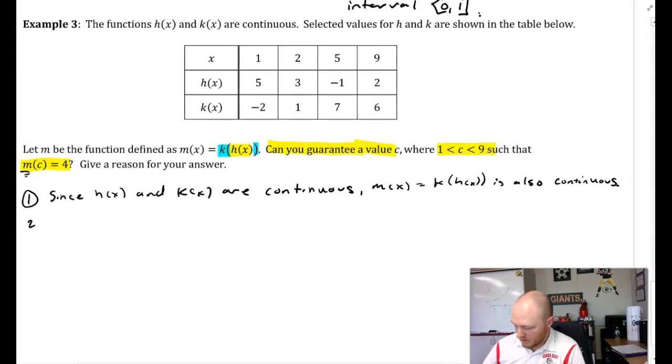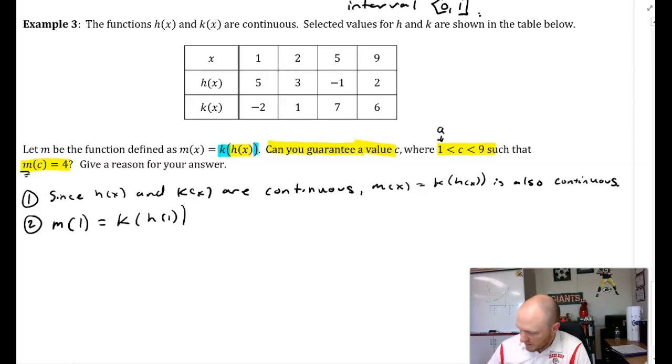Condition number 2, I now need to evaluate the endpoints. So I want m of, and I'm going to check my interval here. So here's a, here's the starting point, 1. So what's m of 1? I'm going to go ahead and plug that in. So this is k of h of 1. Okay, and I'm going to do inside out when I'm evaluating. So I start with h of 1. What's h of 1? Well, on my x value, I'm going to find 1. And then here's h. So h of 1 is equal to 5.